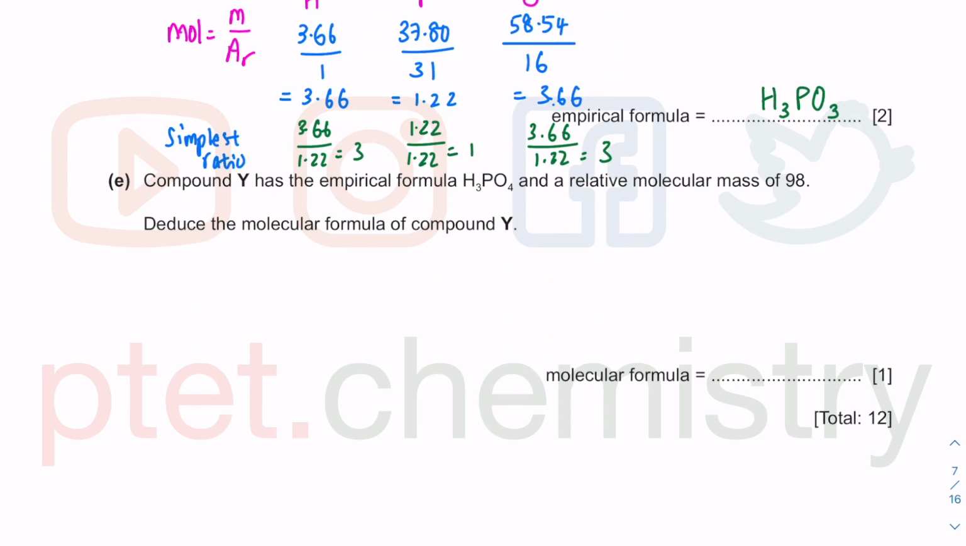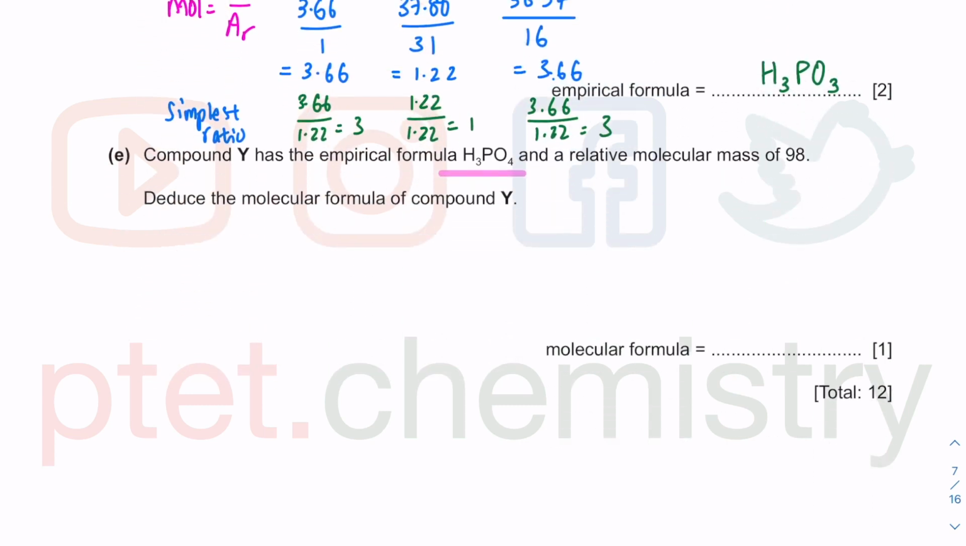Part E, now we were specifically told in this example, Y is not the same as the previous X. So this is H3PO4, different from what we got before. The relative molecular mass is 98. So your empirical formula, Mr of H3PO4, is 3 times 1 plus 31 times 1 plus 16 times 4. Pressing the calculator, I get 98.